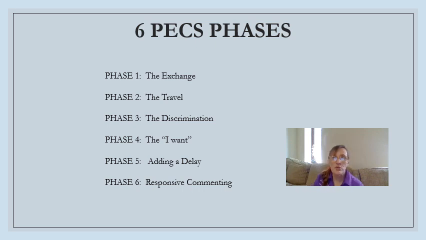And then phase 2 is the travel. So now we've trained that they have to exchange a card. Now we're going to have them travel with that card. They're going to travel from the book to the trainer, from the trainer to the book, and then we're going to expand the travel so that they don't have to have it right in front of them and you handy to hand it to you. So they'll move across the room to request something.